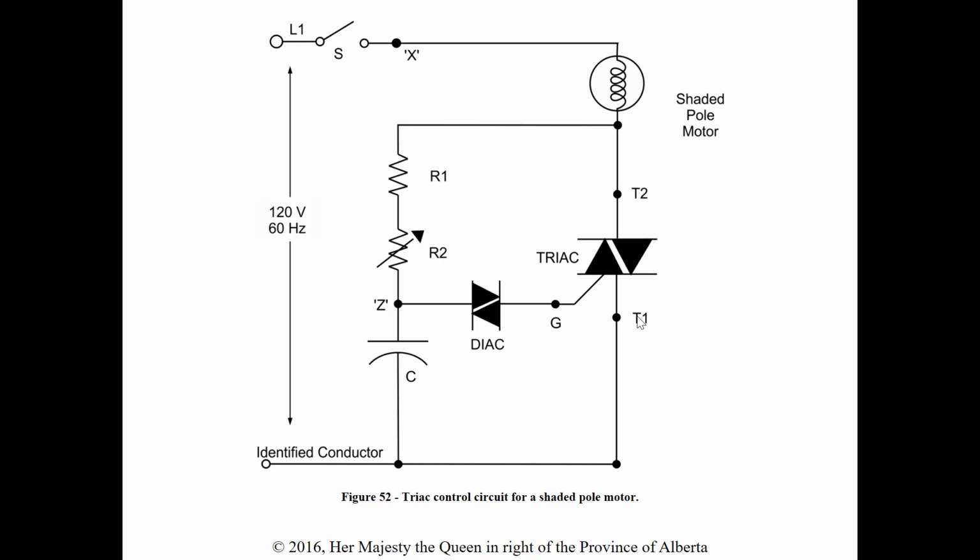Okay, so that'd be like a setting on your drill for fast, slow, or if you have 3 variable speeds. We're basically just moving the wiper on the R2. Again, it depends on the timing of this timing circuit here as to when the breakover voltage is exceeded for the Diac and then triggering the gate for the triac. Okay, so again, same kind of theory applies, just a different application.